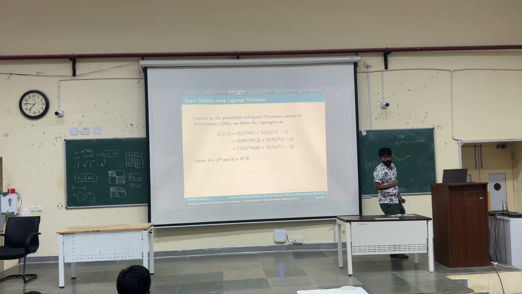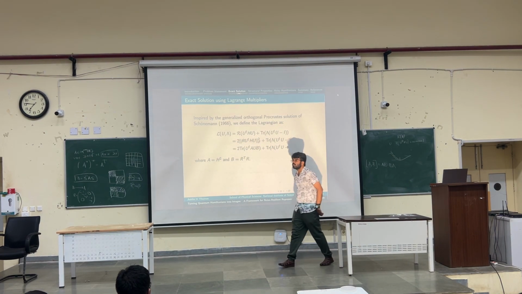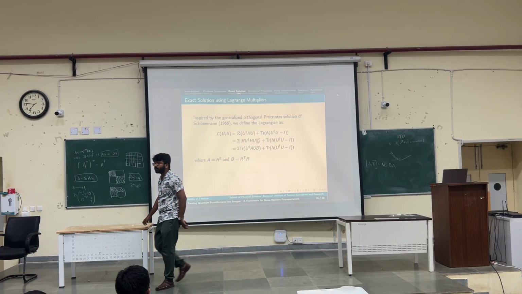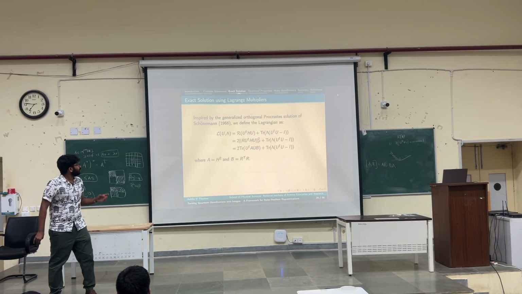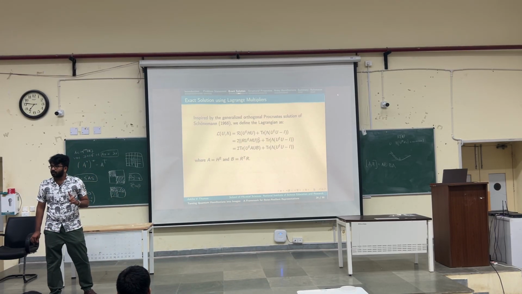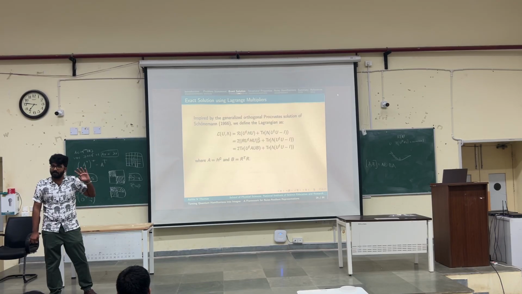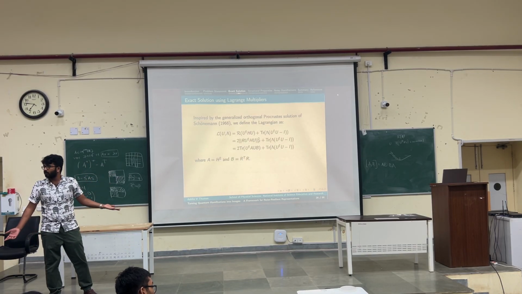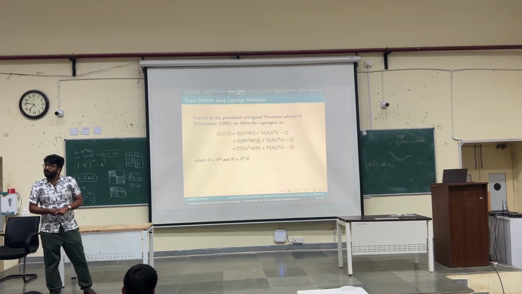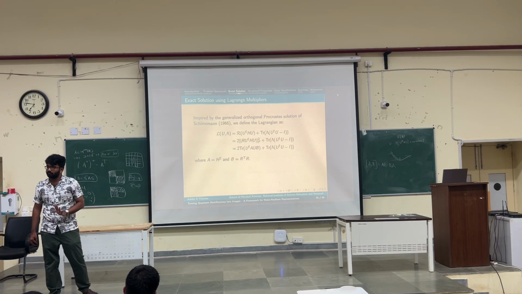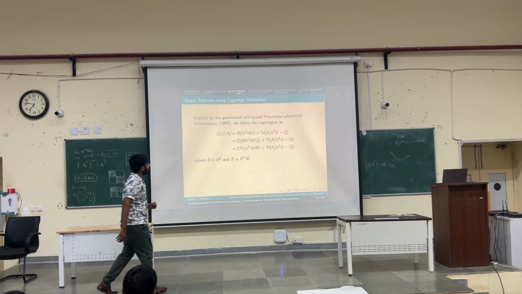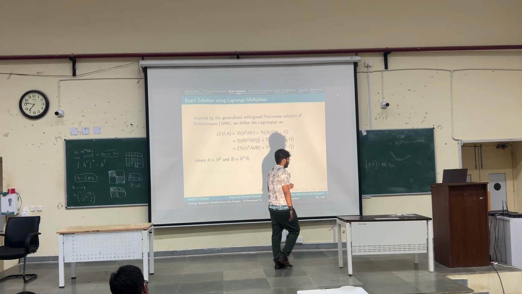What are the variables here? U is the unitary transformation. It's a function of the unitary transformation. It's a matrix. Lambda is also a matrix. Lambda is the Lagrange multiplier, which is a matrix. U is the thing that we want to minimize, subject to the constraint you have: U dagger U minus identity equals 0.